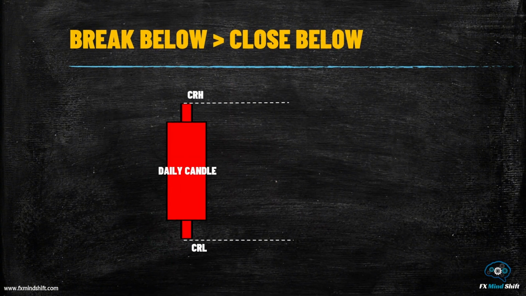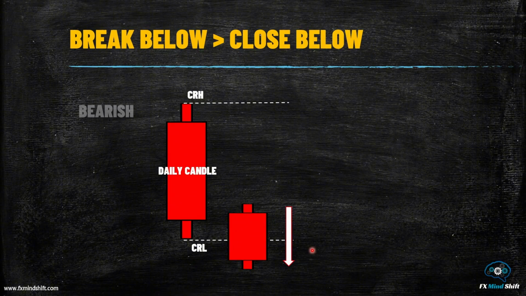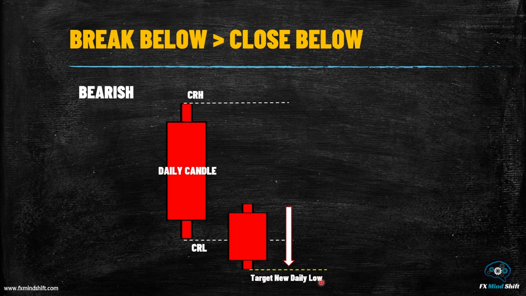All right, now let's take a look at an example when we break below and close below. Again, we have our daily candle here. Now we're taking a look at the candle range low. When price breaks below and closes below the candle range low, this is going to be a bearish bias. And again, we can target the new daily low of that next daily candle because we are bearish, right?